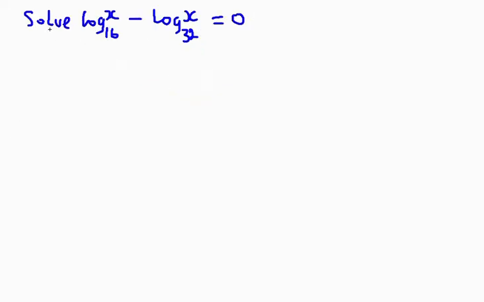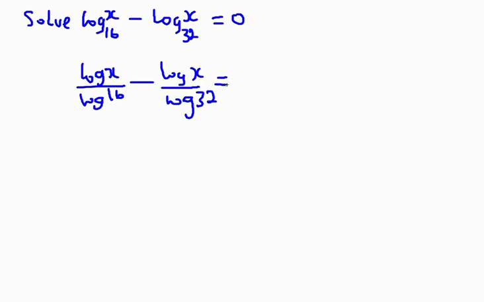So if you are given this question to solve, log x base 16 minus log x base 32 equals 0. So applying the change of base rule, this becomes log x over log 16 minus log x over log 32 equals 0. Now, I can choose to give this log any base. I can choose 3, 5, but because 16 and 32 are multiples of 2, the best base I can give this log is 2. So I'll give base of 2 to all the logs.